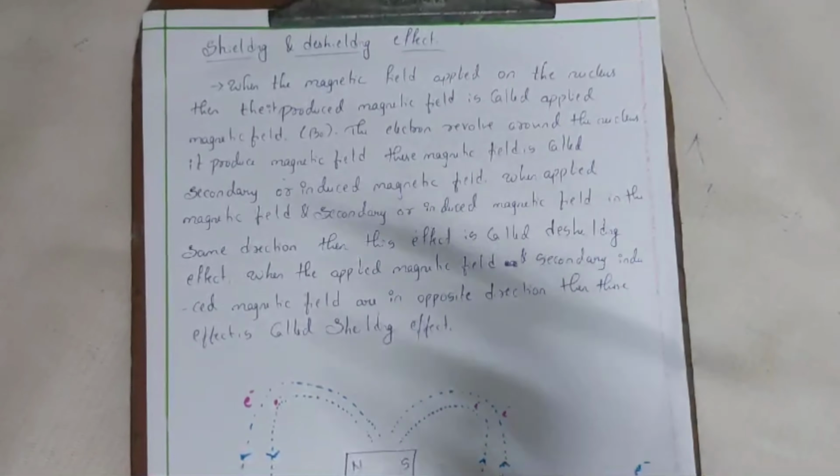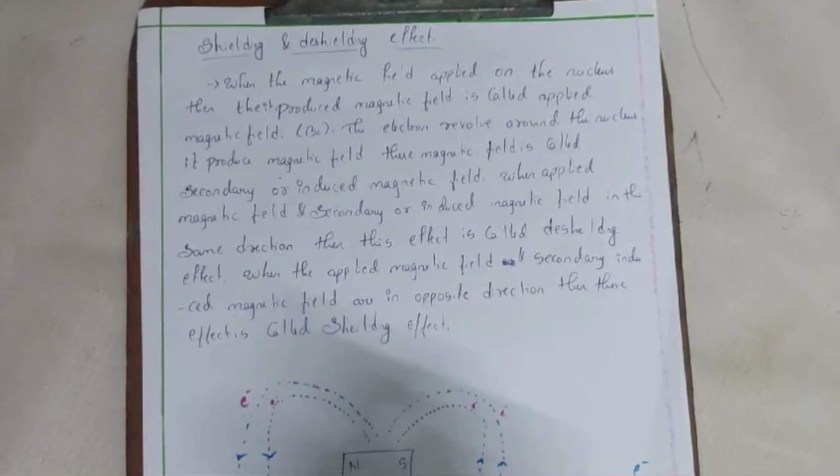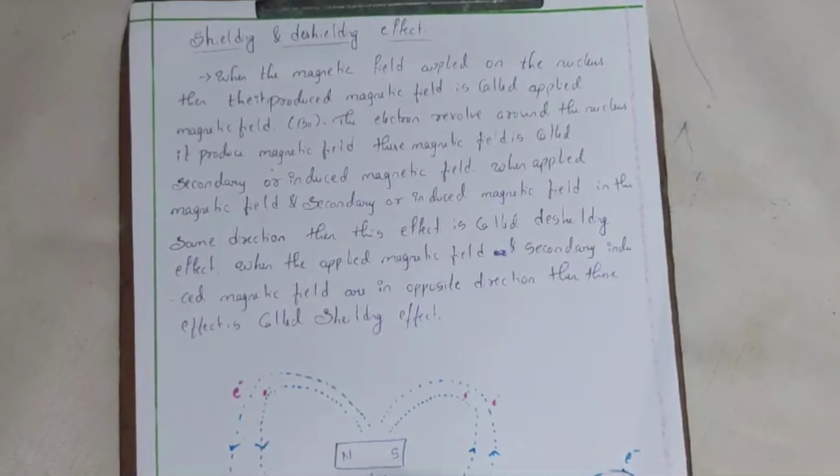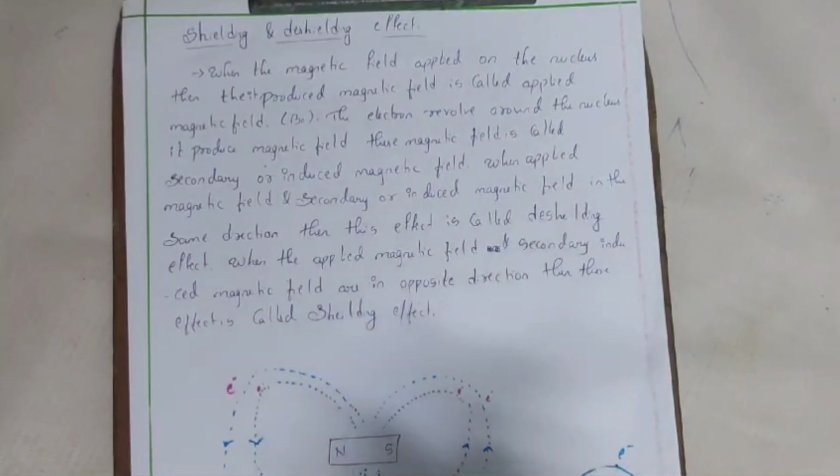So today our topic is the shielding and deshielding effect. This shielding and deshielding effect comes in NMR spectroscopy. So let's see its definition.